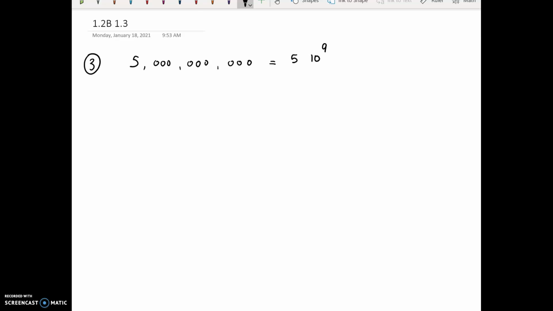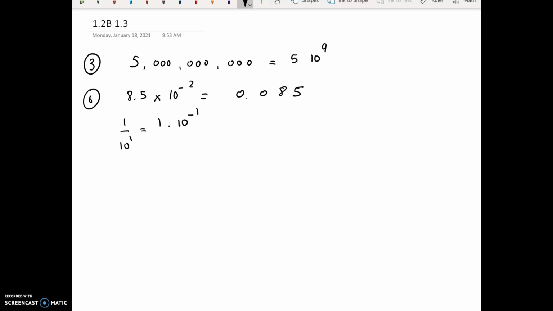All right, now question number 6. On this question number 6, we need to write the number in standard notation. So we have 8.5 times 10 to the negative 2. 10 to the negative 2 means that you're going to have 0.085.